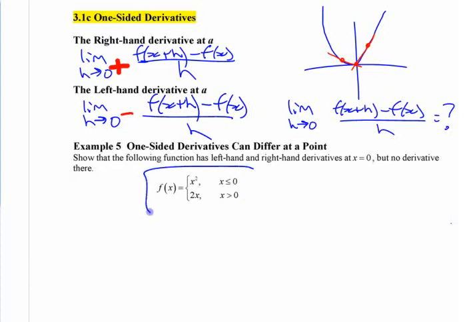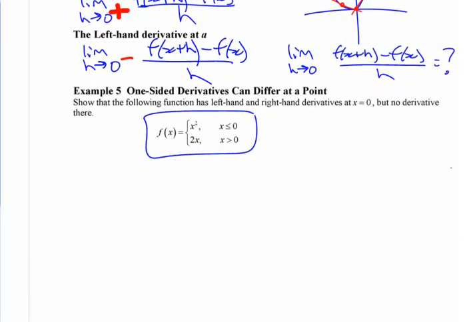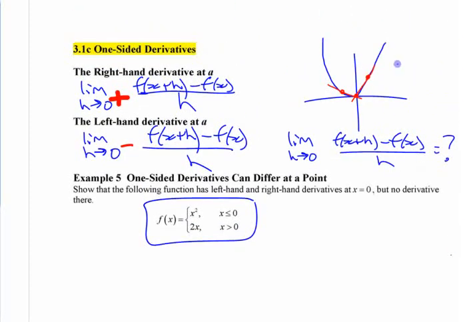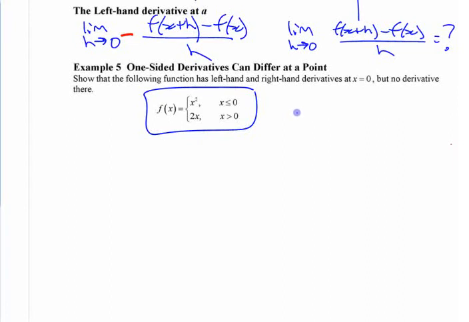I would like you to find the left and the right hand derivatives. We already see what they should be. The right-hand derivative should be 2. The left-hand derivative should be 0. We've seen it graphically, but I want you to work it out algebraically now.